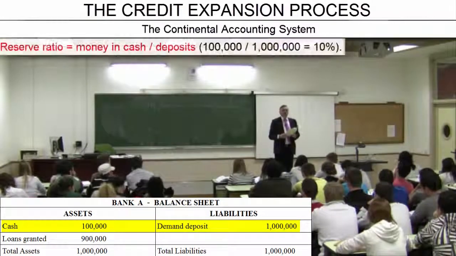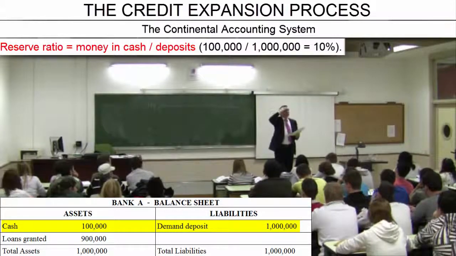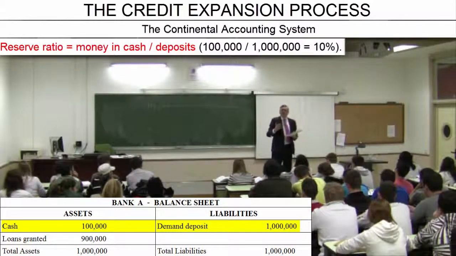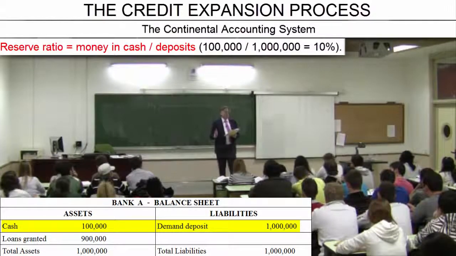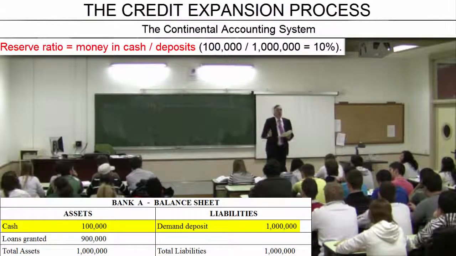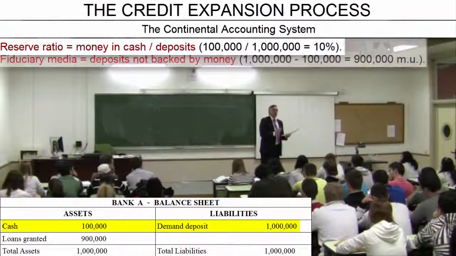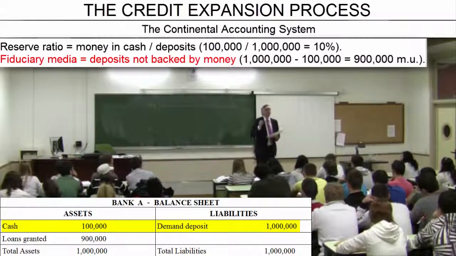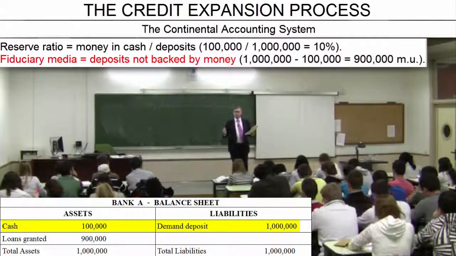This is referred to as the reserve ratio. In this case, we have supposed it to be 10%. The bankers say, with 10% of the money deposited with us, we believe we have enough to handle ordinary withdrawals, those made under normal circumstances. Well, the portion of deposits that are not backed by cash reserves in the bank are called fiduciary media.